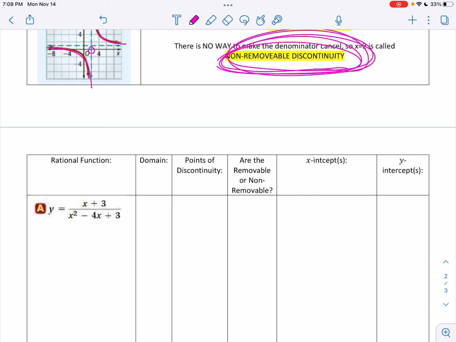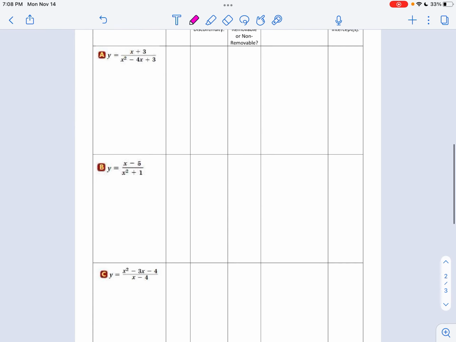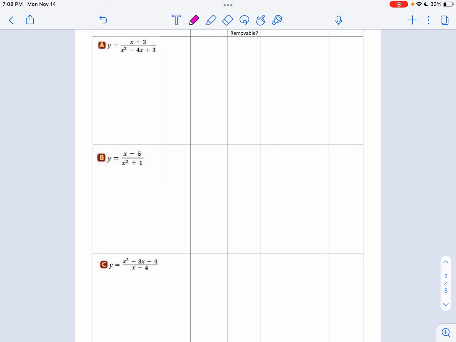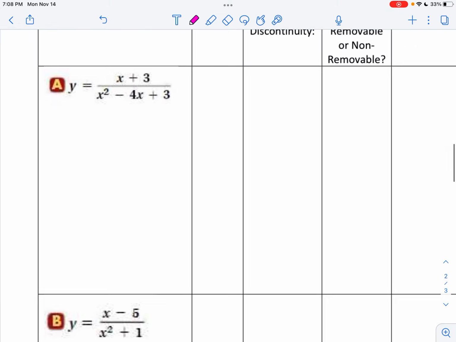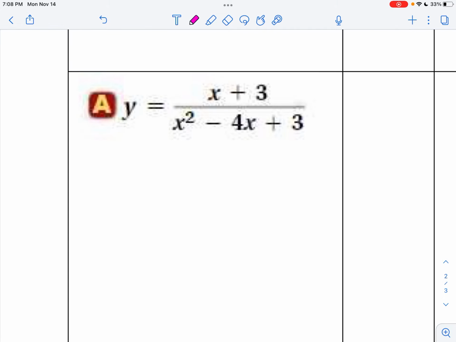Now what we're going to do is see if we can repeat that on our own, without graphs that were already given to us. Are you ready? So, part A.